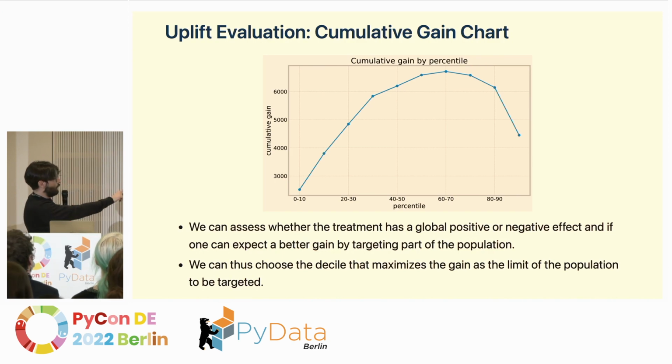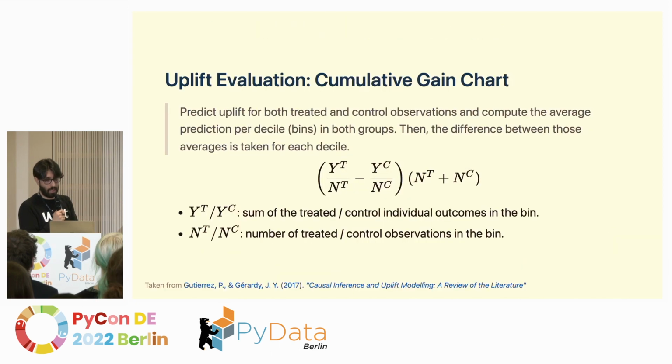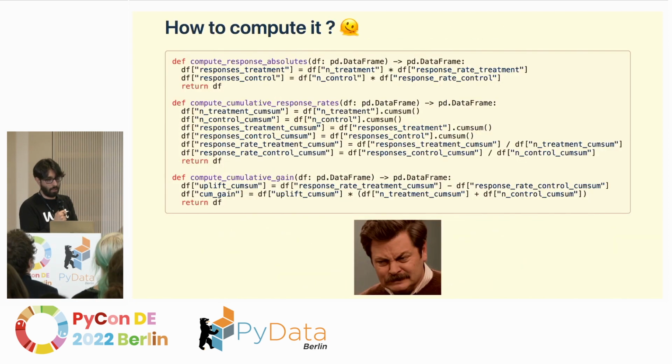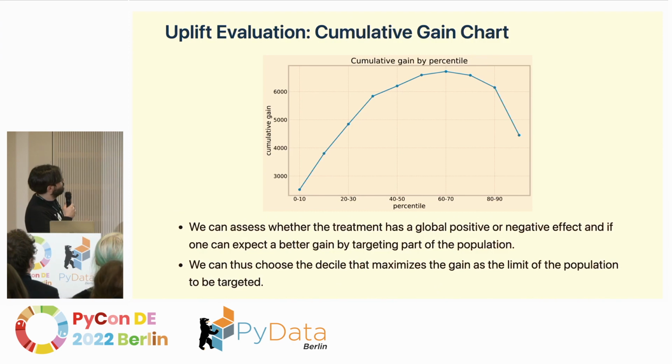So you have the percentiles, again, we're working with these groups. And for each of these percentiles or buckets, you are actually computing this cumulative gain. So you can actually write it in Python. That's not very hard. And then you just plot it. So this chart is actually giving you a lot of information.